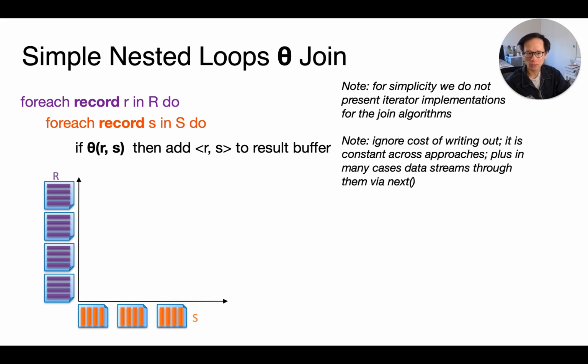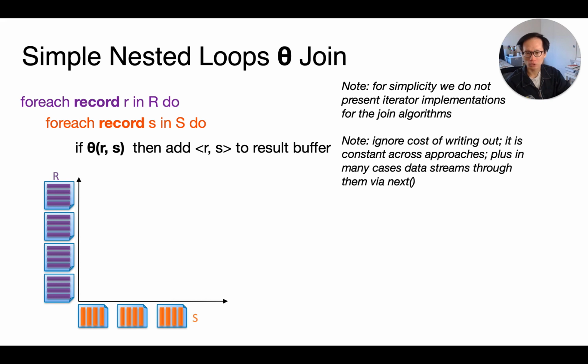We will assume that the data streams out of them, so we are not going to account for the cost of writing the output, because eventually we want these implemented as iterators that pass the outputs back through the next function. So in the simple nested loops join, for each record little r in table R, and for each record little s in table S, if the theta predicate holds for little r and little s, then we will add the pair r comma s to the output.